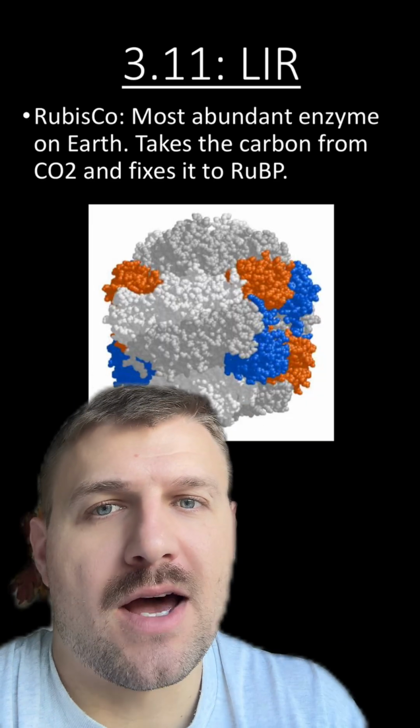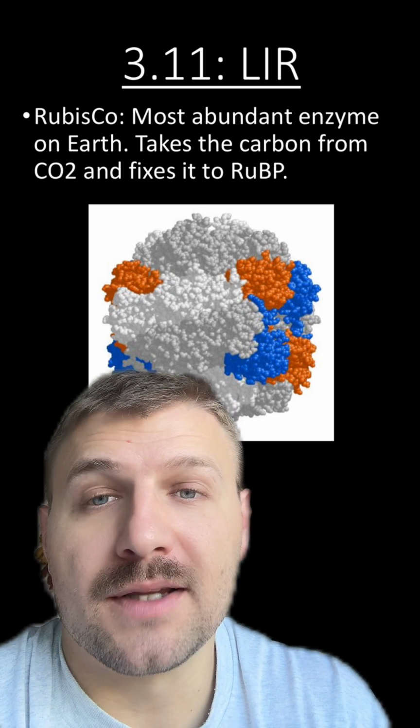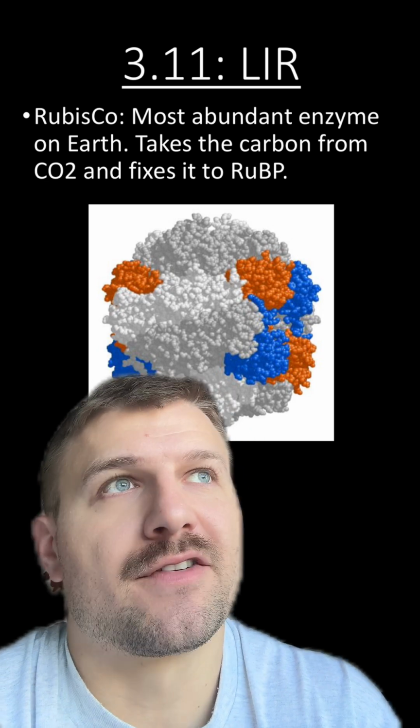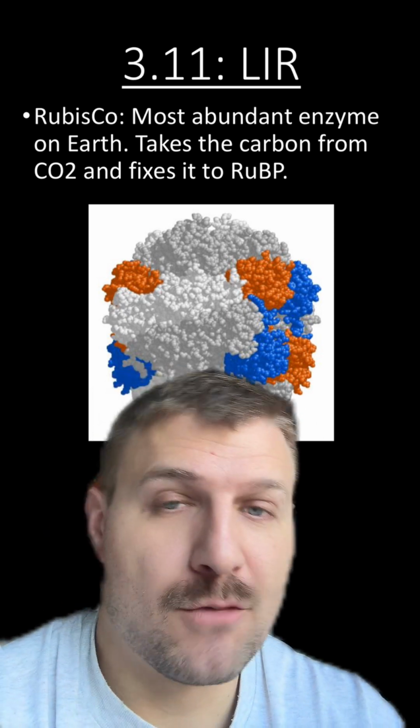An interesting fact about Rubisco is that it's the most abundant enzyme on Earth, partly because it's found in all plant life, and it takes a long time for this reaction to occur. So plants have a lot of this enzyme, and there are a lot of plants.